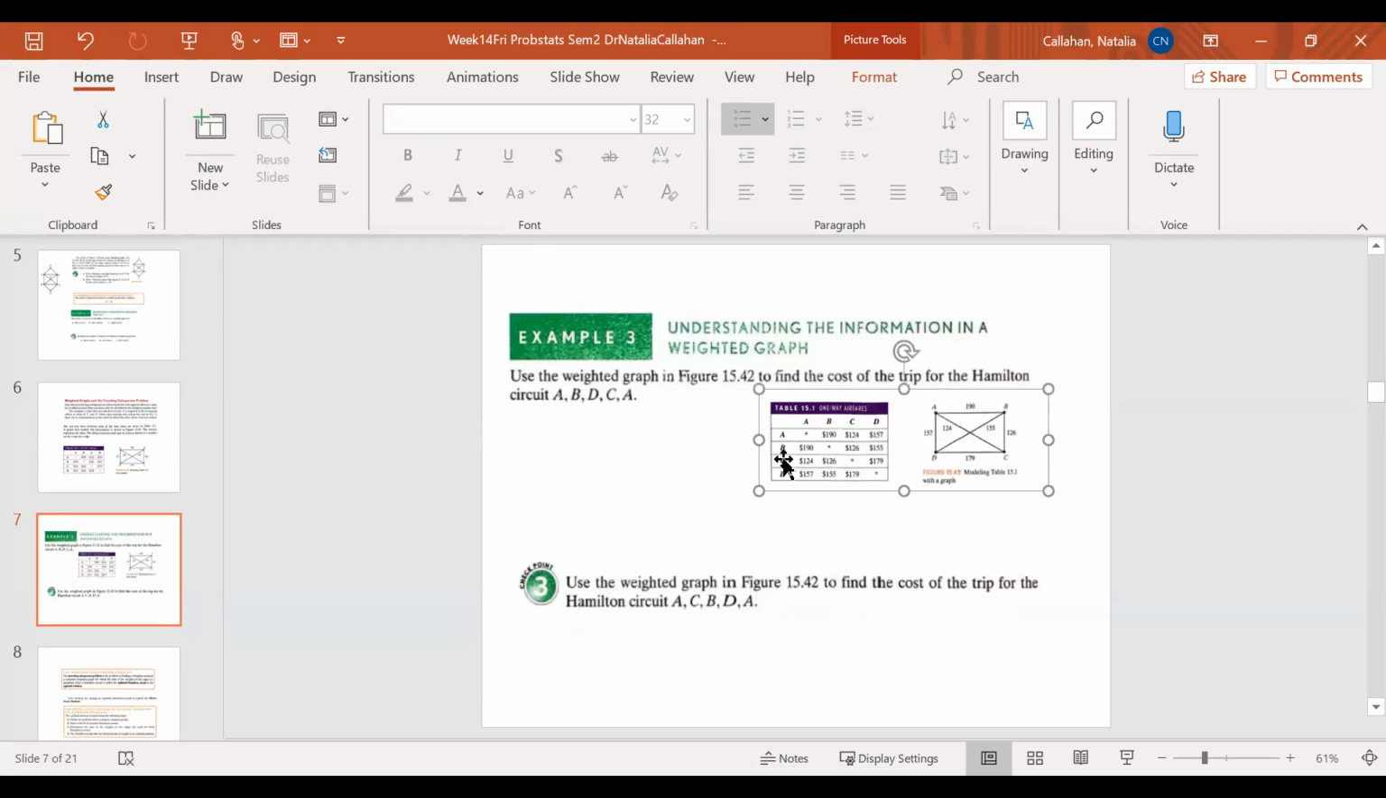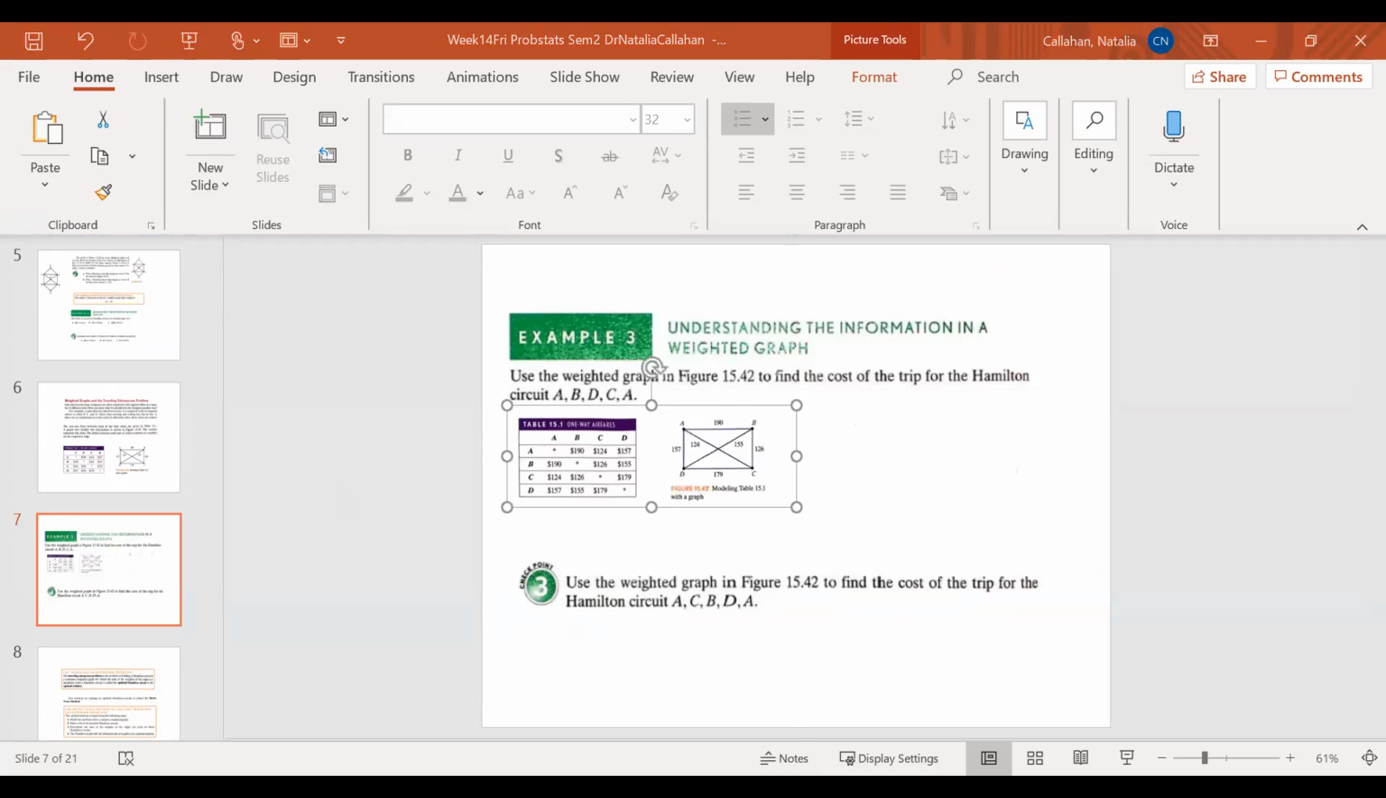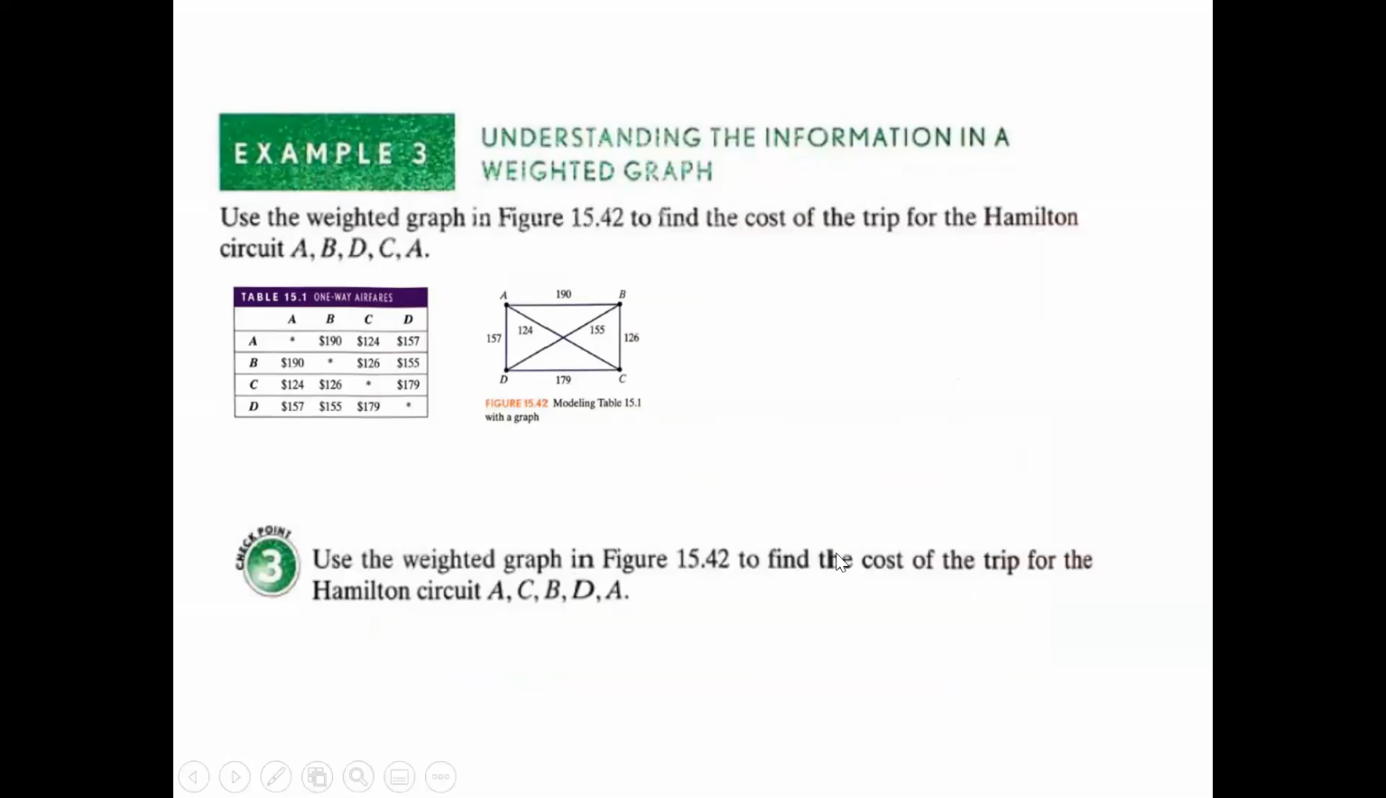All right, so then looking at this table right here. With A, I'm going from A to B. So from A to B, it is $190. You have it here in this diagram, or you can go from A to B, and then it gives you the amount on the chart as well.